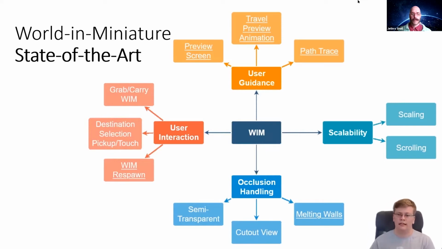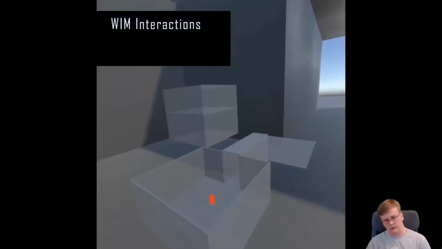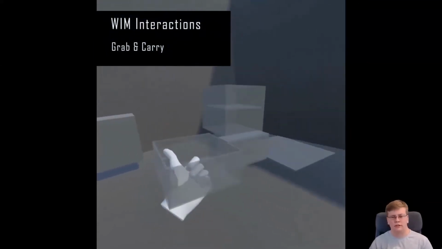The notes that are underlined are things that we did not previously find in any literature, and these are things we added. So our general goal with this concept was to integrate all these different extensions to the world in miniature navigation technique into one toolkit. And we also found some missing features or opportunities to improve the concept, and we also implemented those features. So let's have a look at what this looks like.